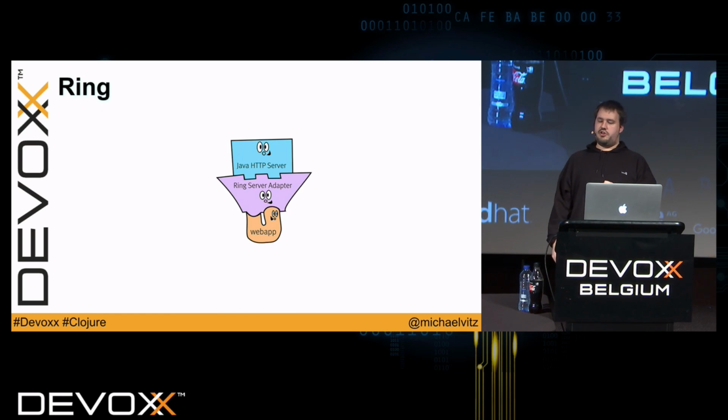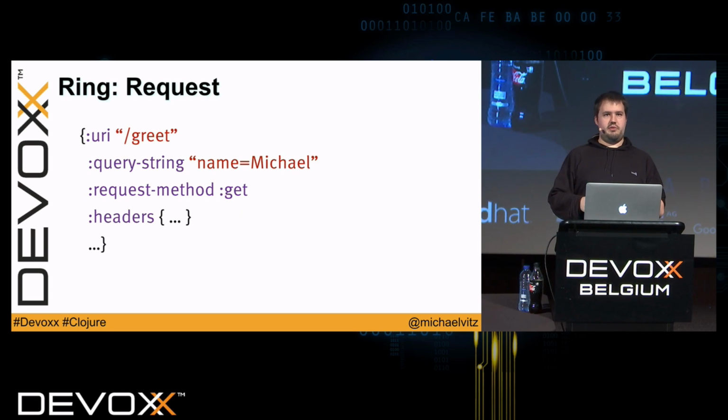So, what is Ring? Ring says, I don't have to invent this part. There are lots of Java HTTP servers like Tomcat or Jetty. So basically, we start from there. We don't want to go to the layer below or above. So what we define is what a server adapter has to provide so that a web app can be plugged in. And they have five concepts.